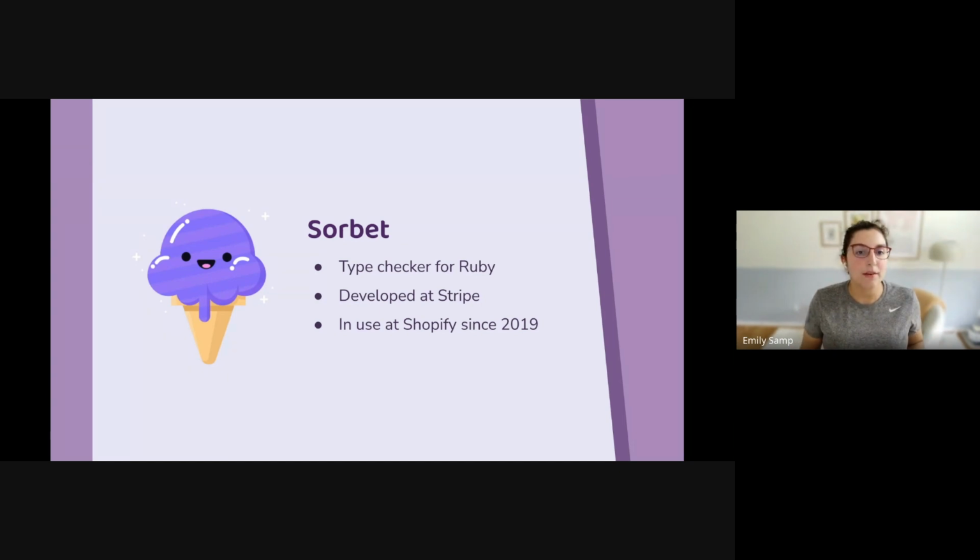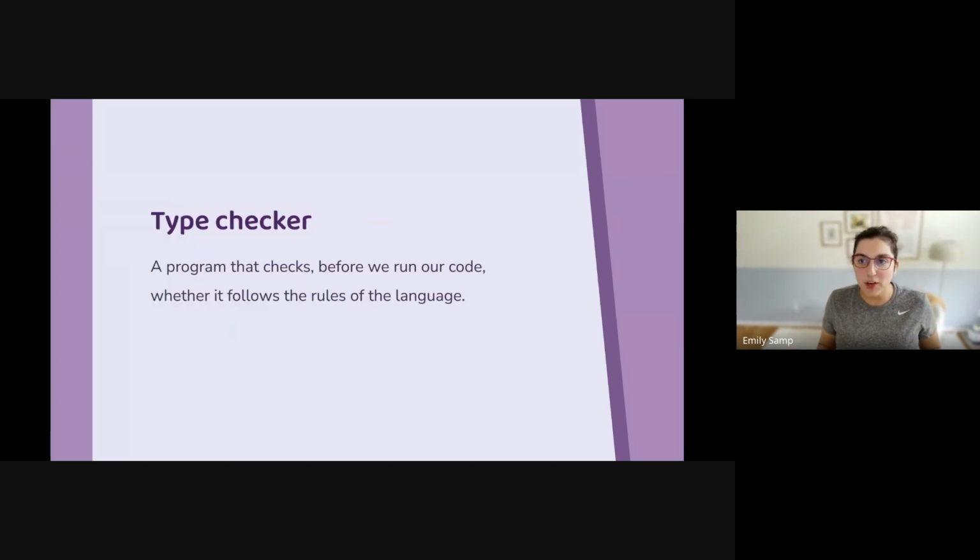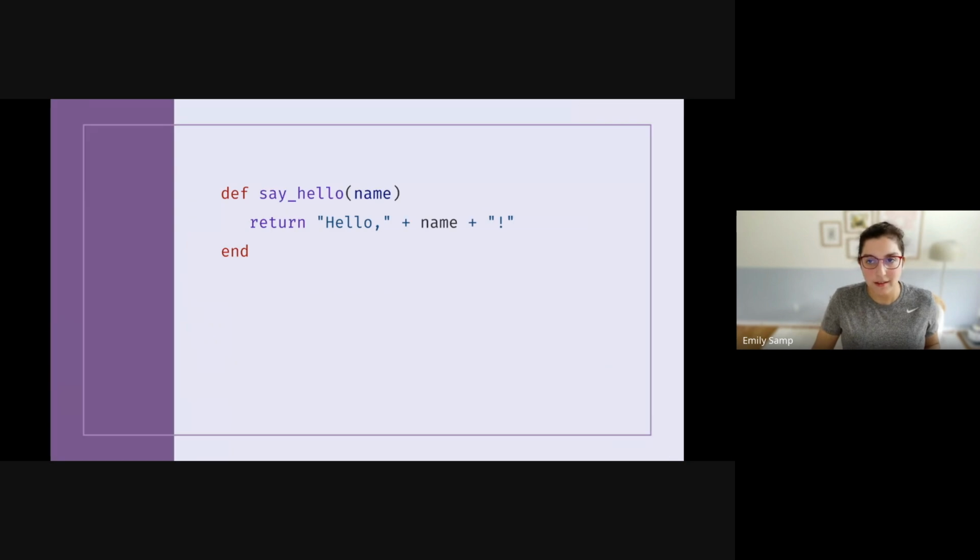Now, what do I mean when I say Sorbet is a type checker? A type checker is a piece of software that can statically check, and that means before we even run our code, whether or not it follows the rules of the language it's written in, and flag any errors to the user. So let's see how this works in practice.